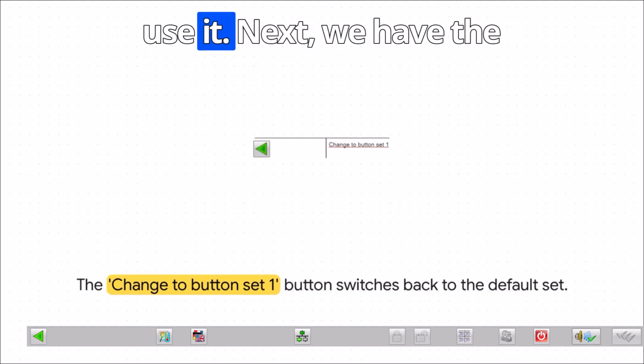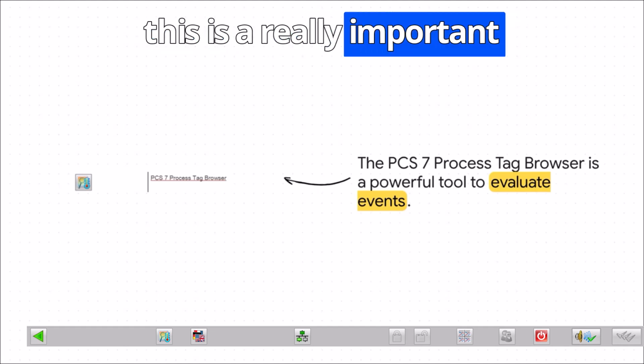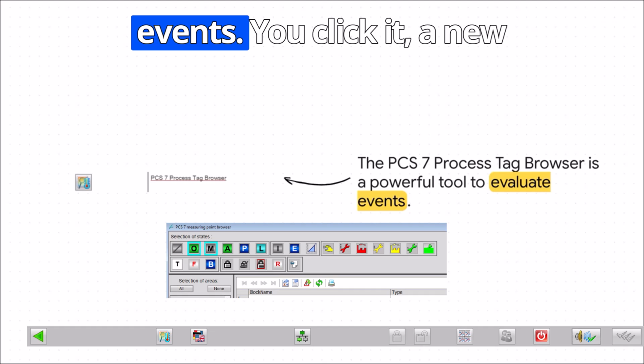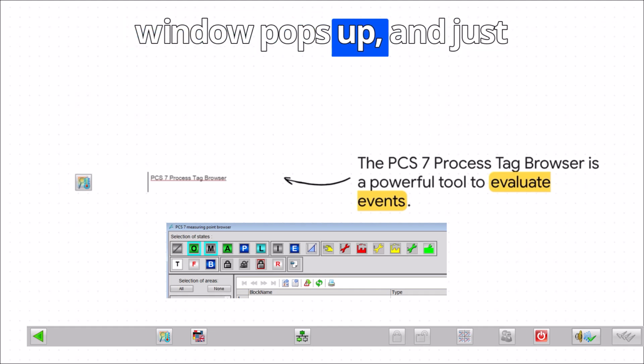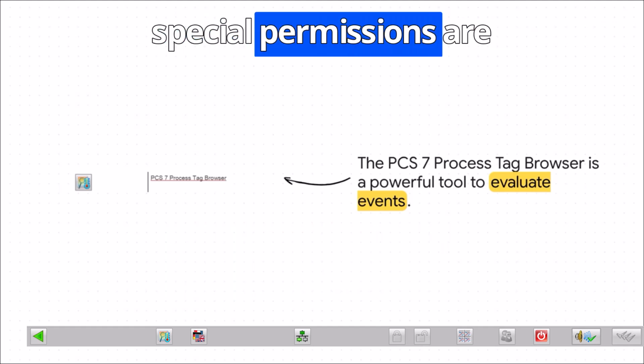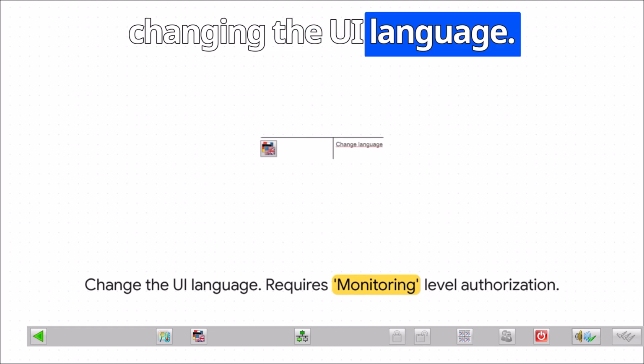Anyone can use it. Next, we have the Process Tag Browser. Now this is a really important diagnostic tool when you need to dig into what's happening with system events. You click it, a new window pops up, and just like that toggle button, it's open for any operator. No special permissions required.